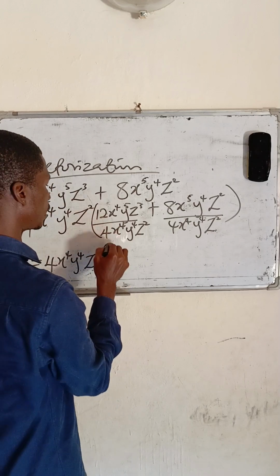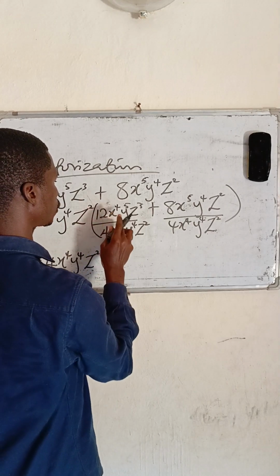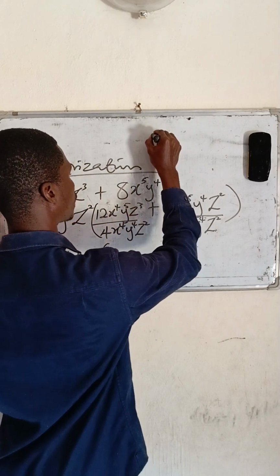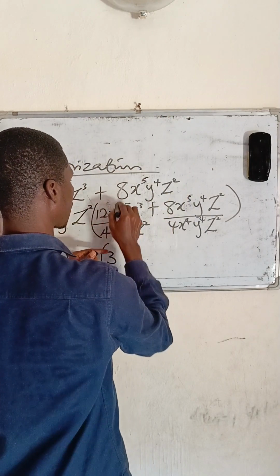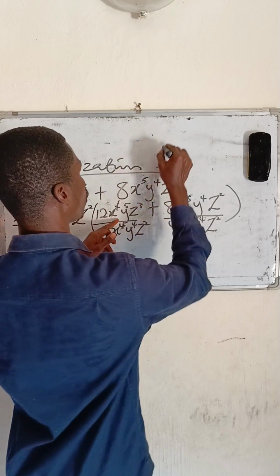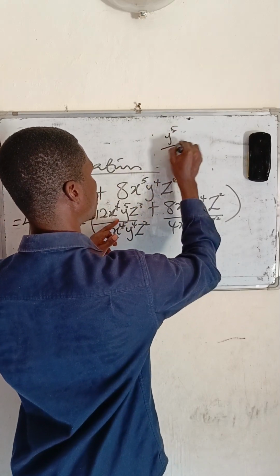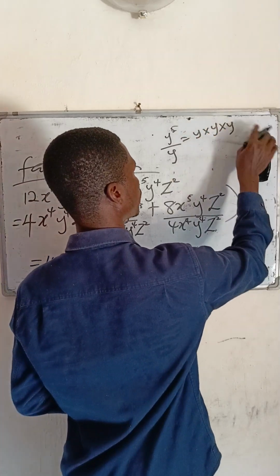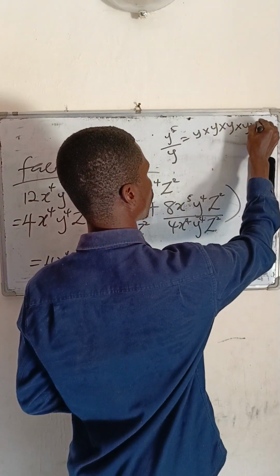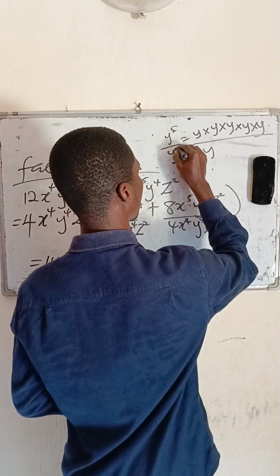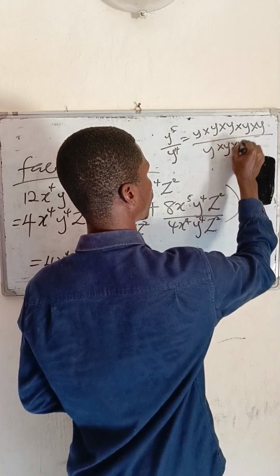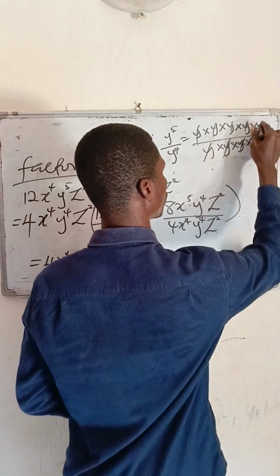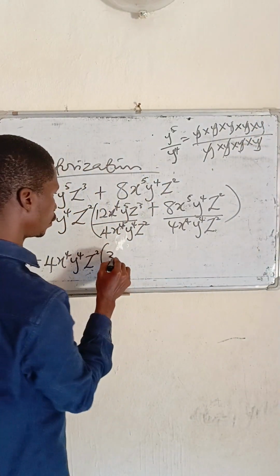You will now divide this by this. 12 divided by 4 is 3. S raised to power 4 divided by s raised to power 4, gone. That is 1, but it's gone. This now cancels this. So we have y raised to power 5 divided by y raised to power 4. This is y times y times y times y times y divided by y times y times y times y. This cancels this, this cancels this, this cancels this, this cancels this. Remaining just 1. So we have only y here.